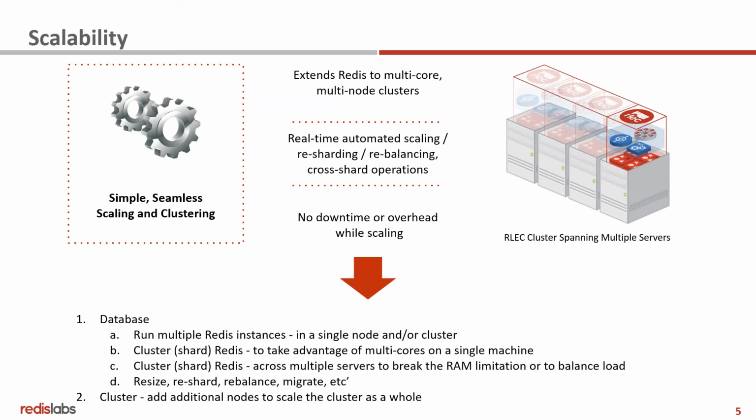and scale the database that way. And then you can cluster or shard Redis across multiple servers, and by that you can break the limitation of a single node or a single machine, or if you have a very high load, then you can balance the load across multiple machines or nodes.